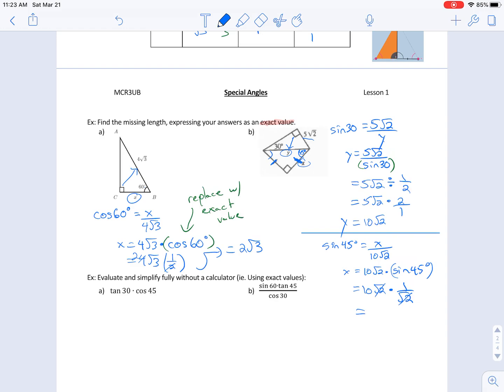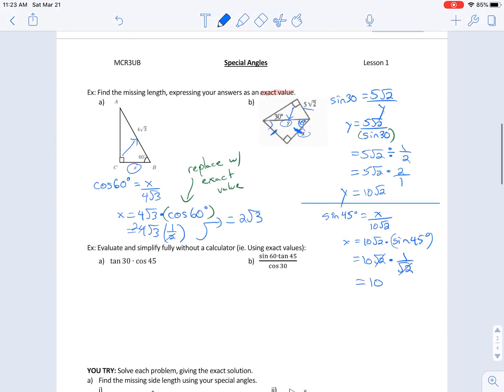And in this case, my root 2's go away, and I end up with just 10. Okay, another one to try out. So these ones were just given an expression, and we're asked to simplify it. So this one says evaluate and simplify fully without a calculator, leave it as an exact value.